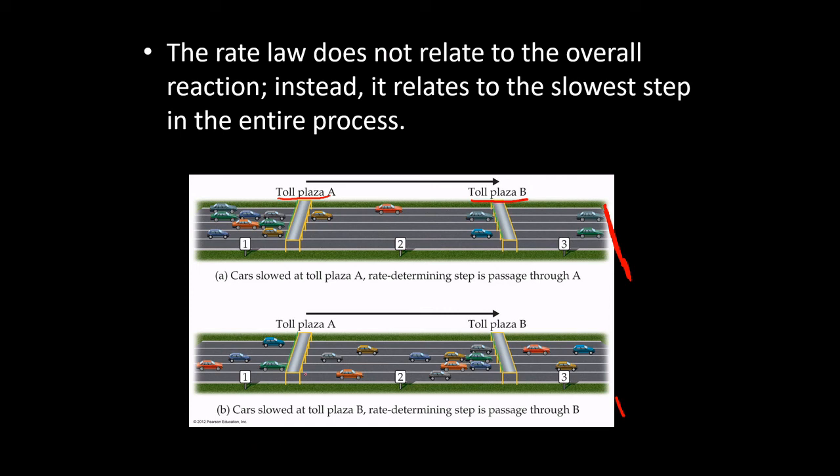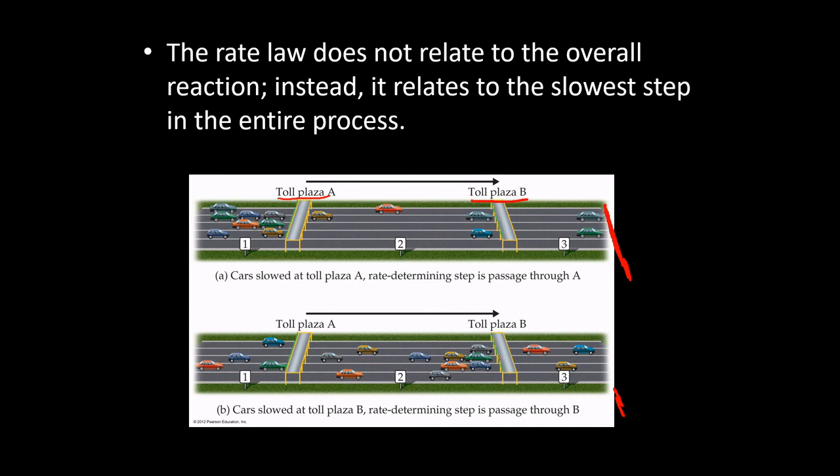And the same thing is true in this second possibility here, where now Toll Plaza A is the faster one. So the cars are getting through A fairly quickly, but then they're bunching up at Toll Plaza B because they're not getting through very quickly. And so the person down here watching the cars come by and counting them really has no idea what the rate is for Toll Plaza A, because they can't really see. They don't know how many cars are going through Toll Plaza A. They just know the rate for this second step.